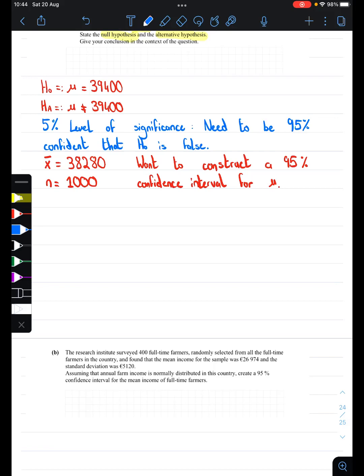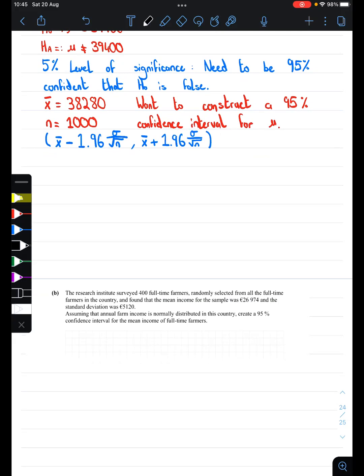Okay, so we have our formula for the 95% confidence interval. It's the sample mean minus 1.96 times the standard deviation over the square root of n, the sample size. So that's the lower limit. And then the upper limit is the sample mean plus 1.96 times the standard deviation over the square root of the sample size.